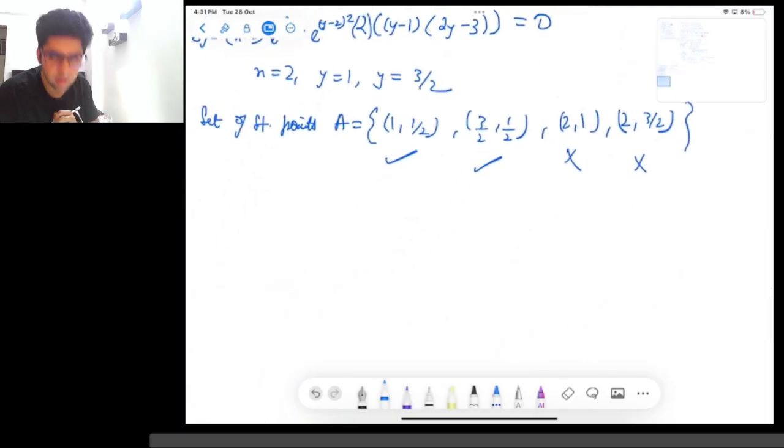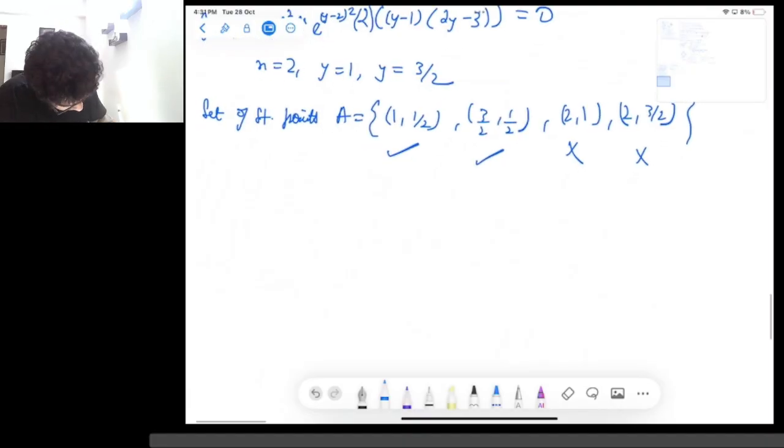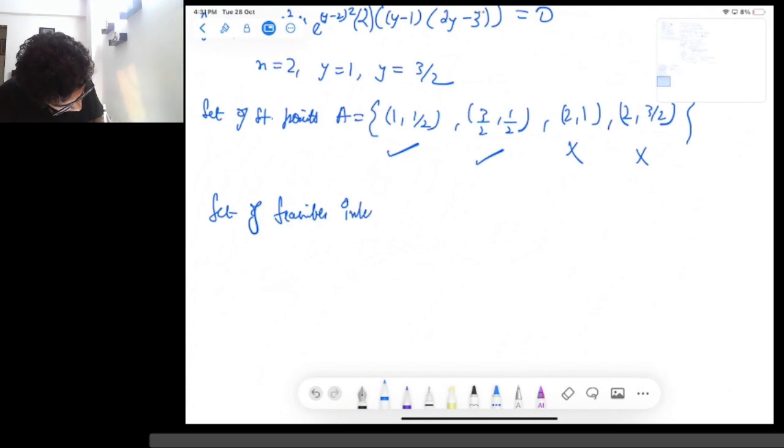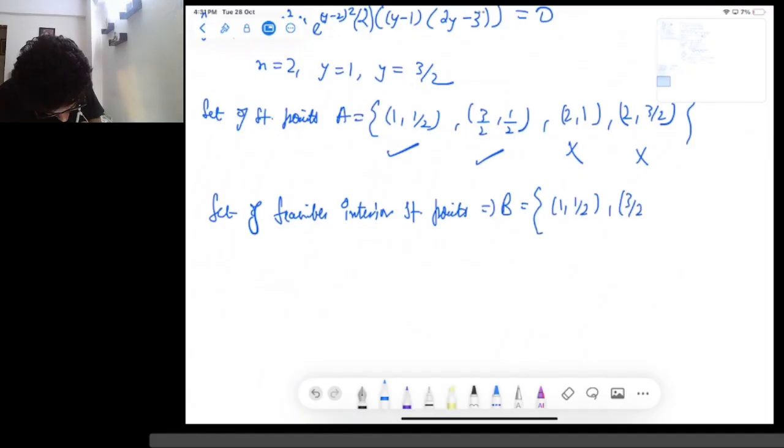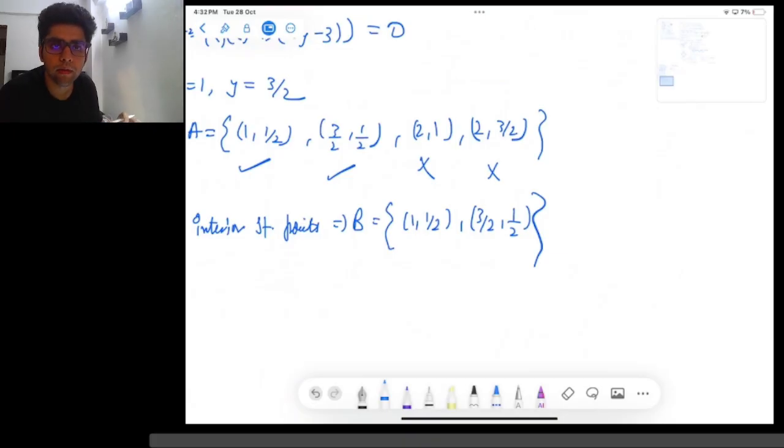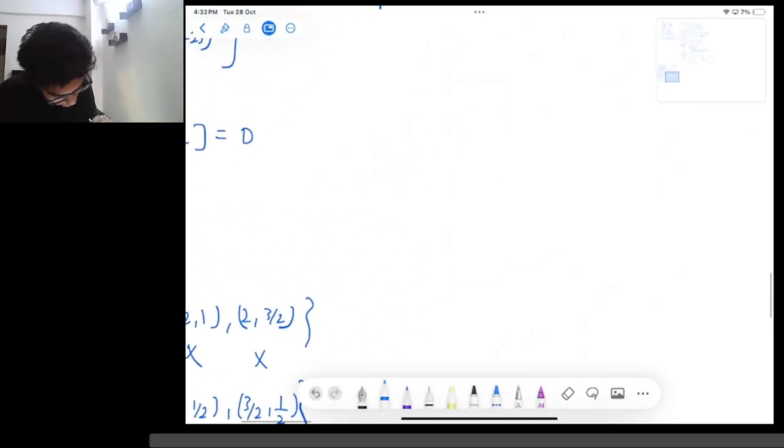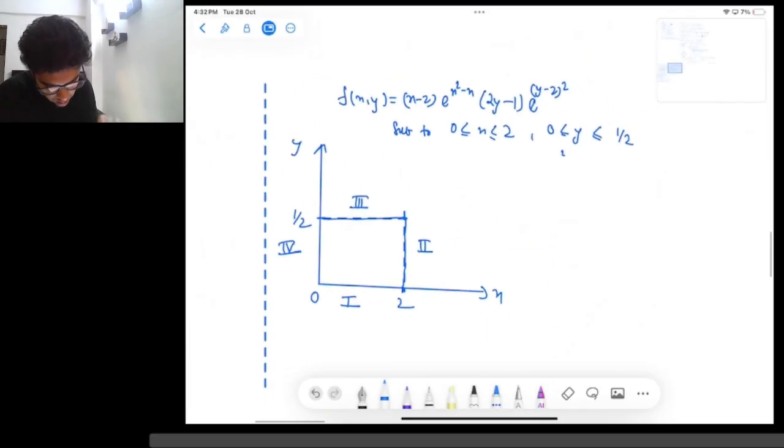So can I update the set of stationary points? Let me just write another set. This is the set of feasible interior stationary points, which is now the set B, and the only points that are qualifying here are these 2 points. Are we clear with it? Yes. Now let's just move on.